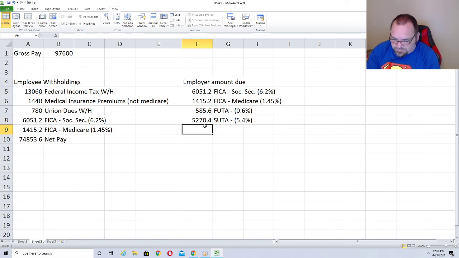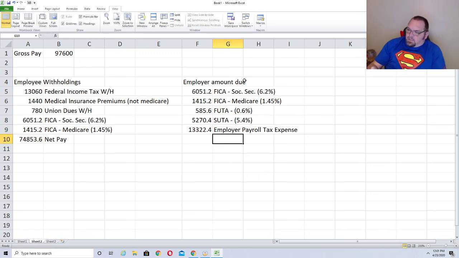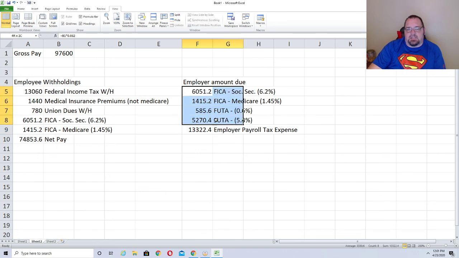Okay, so these guys combined, let's see, employer payroll tax expense. Okay. To do the last tab, I'm not going to go and type it in for you. I'm not going to be that nice, okay? This will be your debit to payroll tax expenses. And then these will all be credits. You'll have 4 credits to different payables, okay?